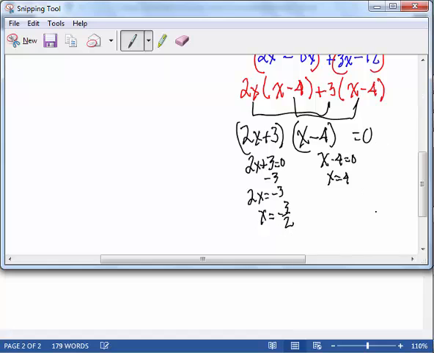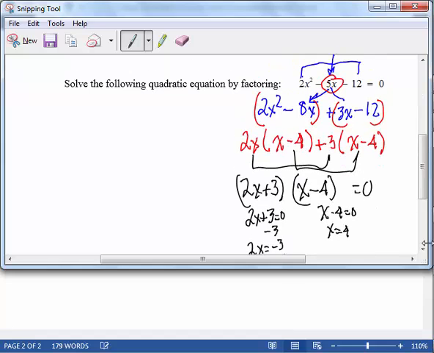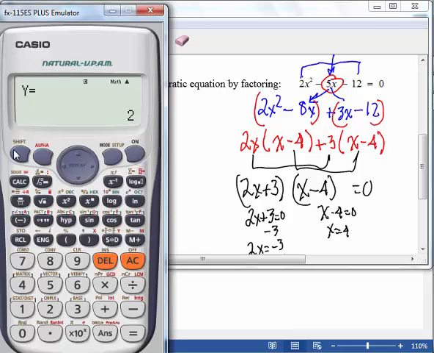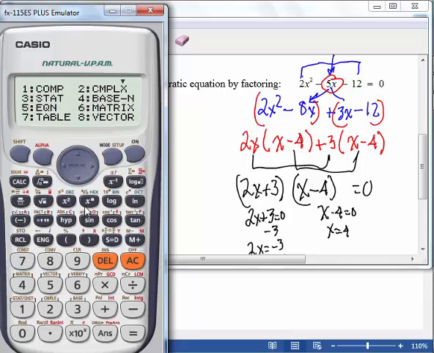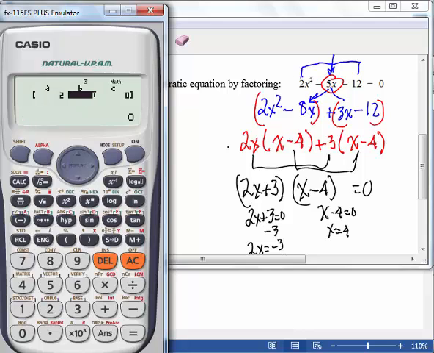Now we can also do this problem on our calculator. Let's see here. We have to get mode equations, and it's a quadratic, which is number 3. So we have 2, negative 5, and negative 12. And we get 4 and negative 3 halves. Next one.